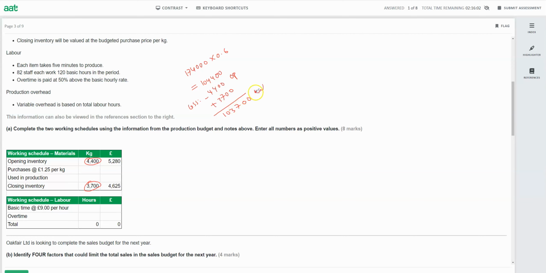103,700 kilo. So if I buy this amount of kilo, what will happen after using in the production? I will still have 3,700 in the warehouse. So I'll say here I need to buy 103,700 kilo, and the per kilo is 1.25. So if you multiply 1.25, that gives me 129,625.